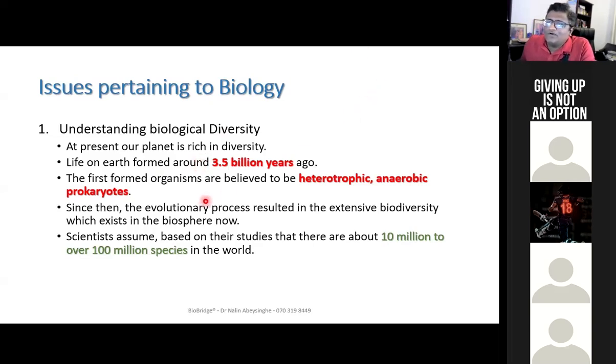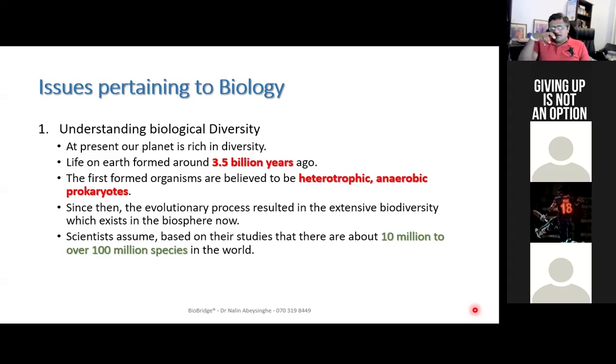So the first formed organisms are believed to be heterotrophic anaerobic prokaryotes. I'll explain one by one. Heterotrophic, so that is the nutrition, the way they acquire nutrition. We have autotrophs and heterotrophs. This is heterotrophic, obviously. Why? Autotrophs are ones which produce their food by their own, or who acquire their carbon requirement by themselves.